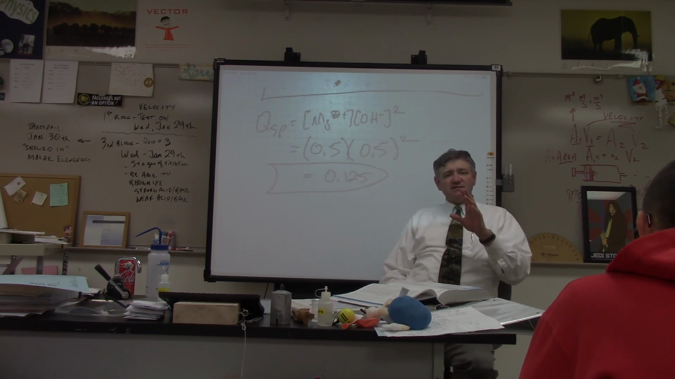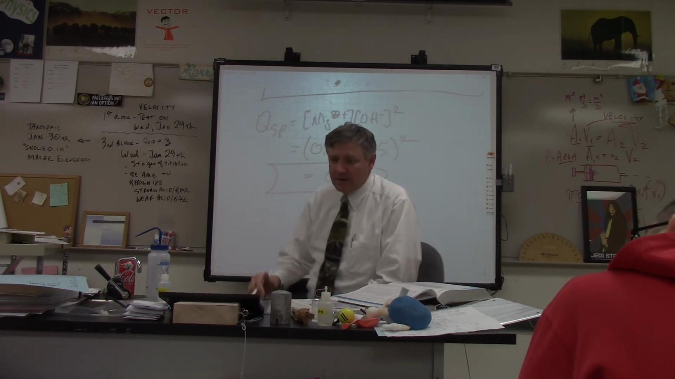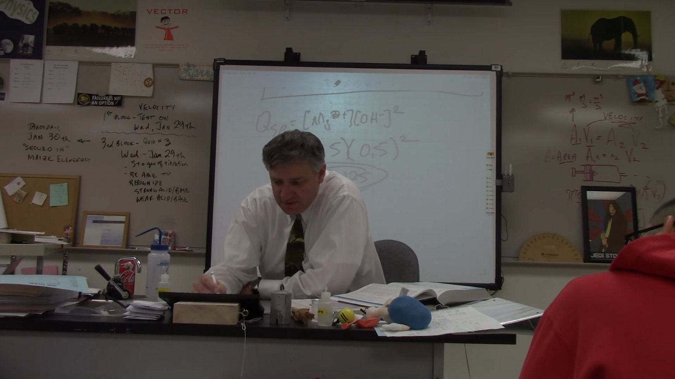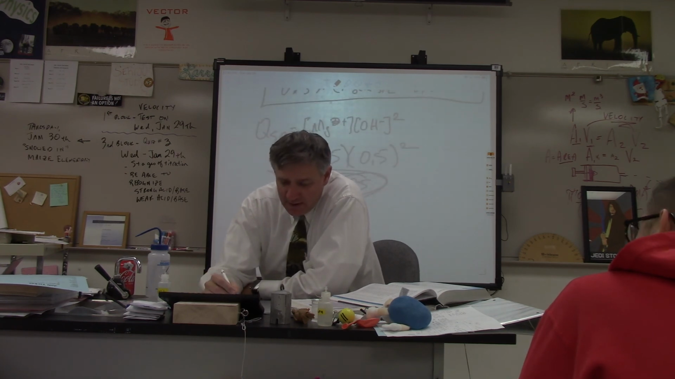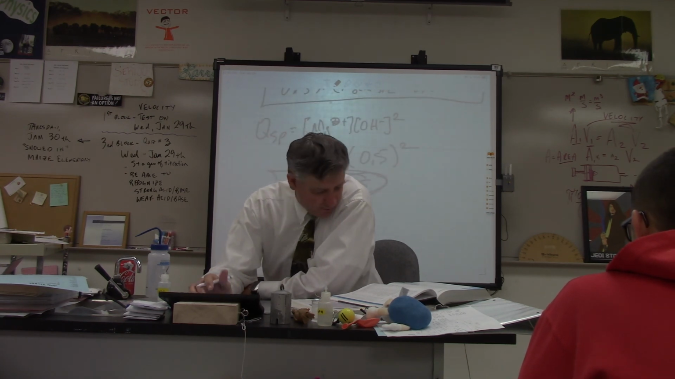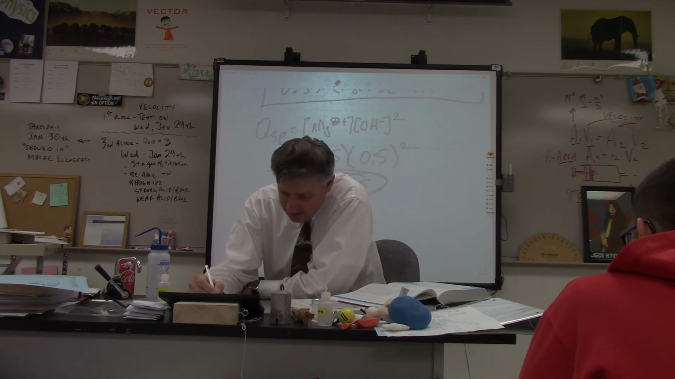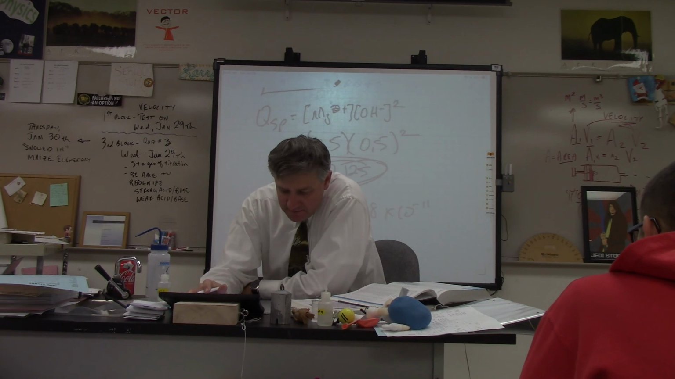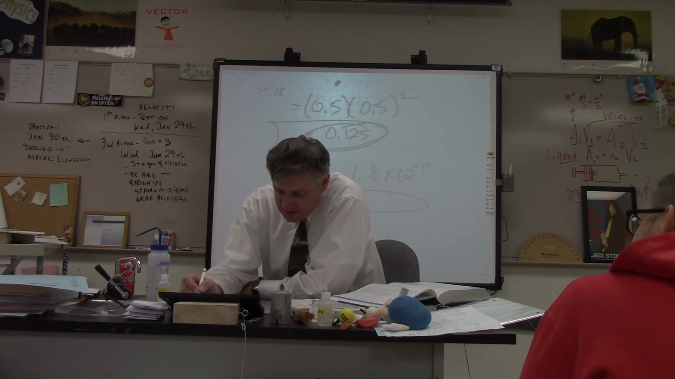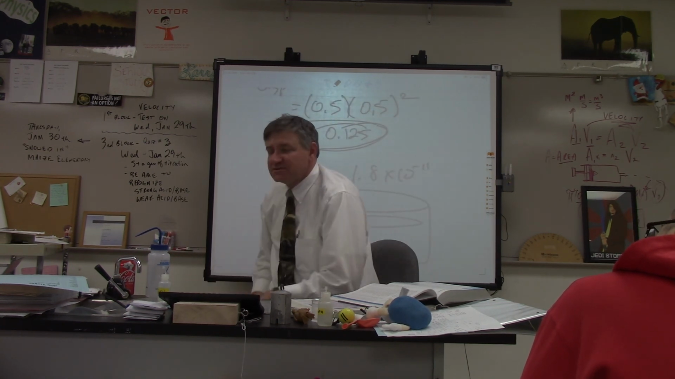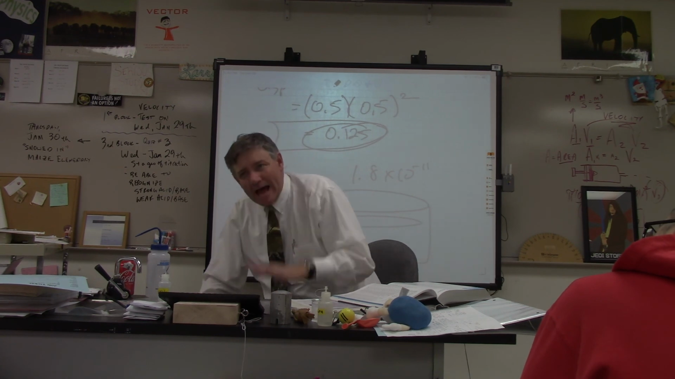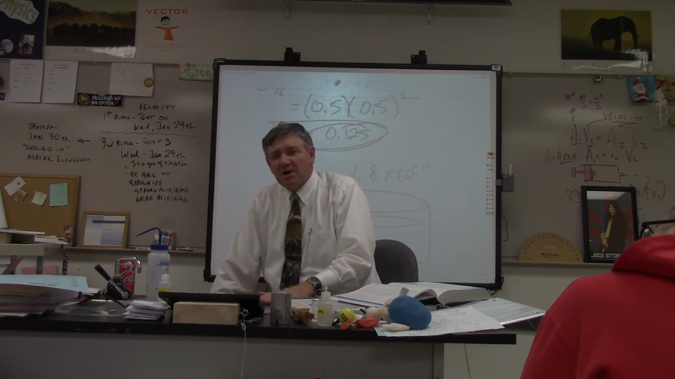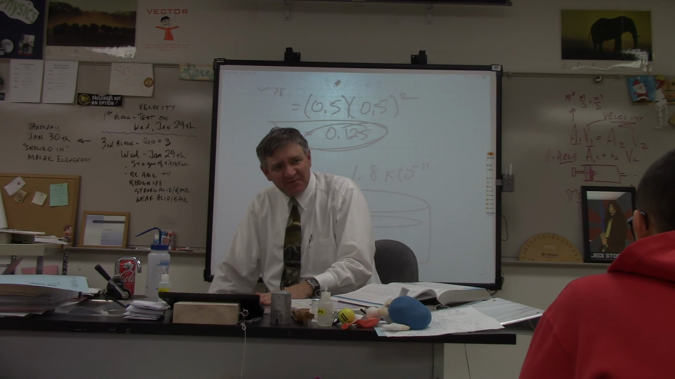Okay? So here's the story. When I mix these together, I have a QSP of 0.125. Now my KSP for magnesium hydroxide is 1.8 times 10 to the minus 11. So what that means is that when I mix those together, Mother Nature at this point flips out. Mother Nature absolutely flips out.